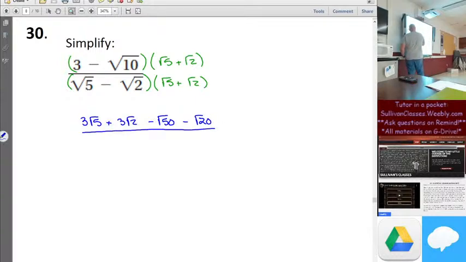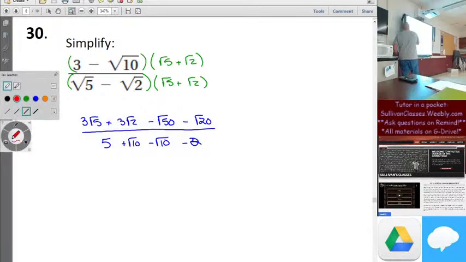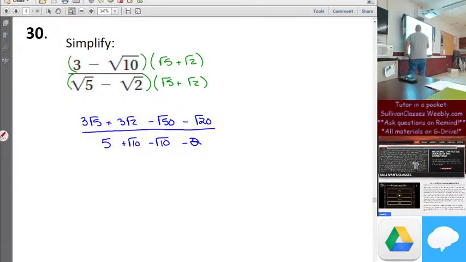Downstairs, root of 5 and root of 5 is 5. Root of 5, root of 2 is root of 10. Negative root of 2, root of 5, negative root of 10. Negative root of 2, negative root of 2 is minus 2. So, we combine like terms. Actually, we've got to simplify first. That goes down. What perfect square goes into 50? You sure? Okay. 20?